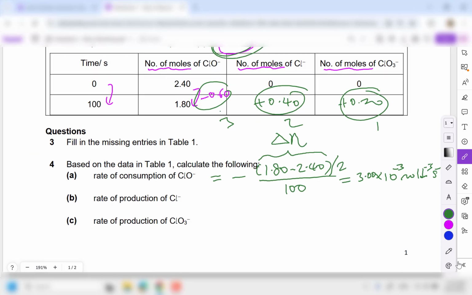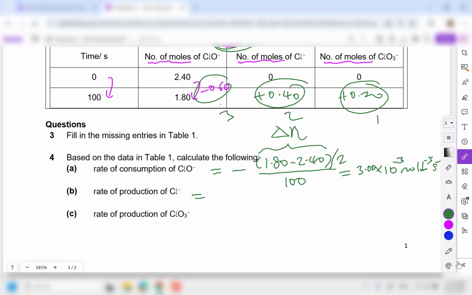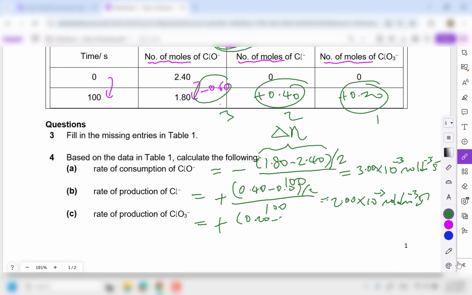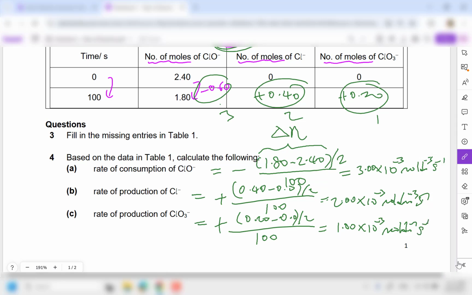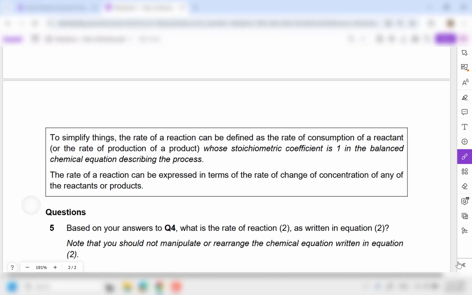Alright, we'll do the same for the production of chloride and chlorate 5. So this will be 0.40 minus 0.0, divide by 2 over 100. This will be 2.00 times 10 to the power minus 3 moles per dm cube per second. We'll do the same for this one: 0.20 minus 0.0, divide by 2, over 100, equals 1.00 times 10 to the power minus 3 moles per dm cube per second. Okay, we're going to move on to the next part.